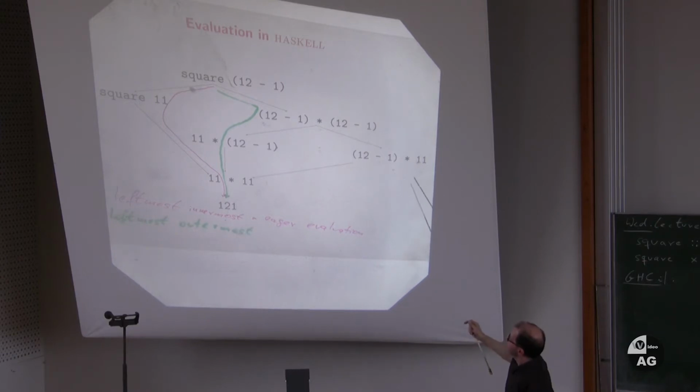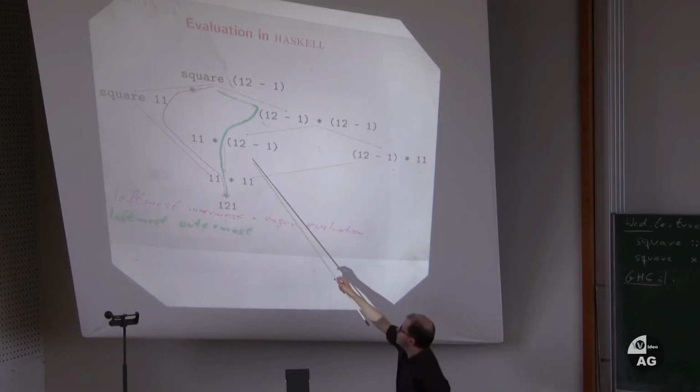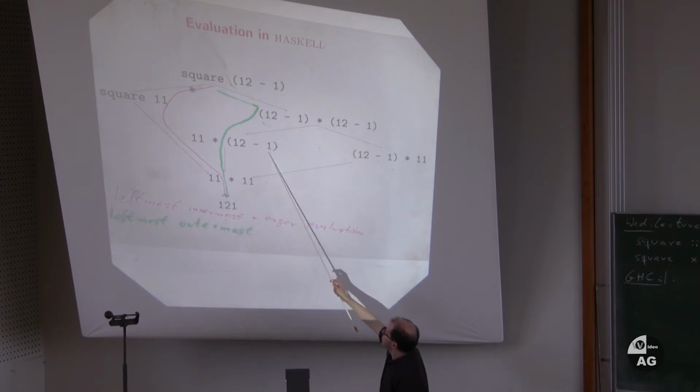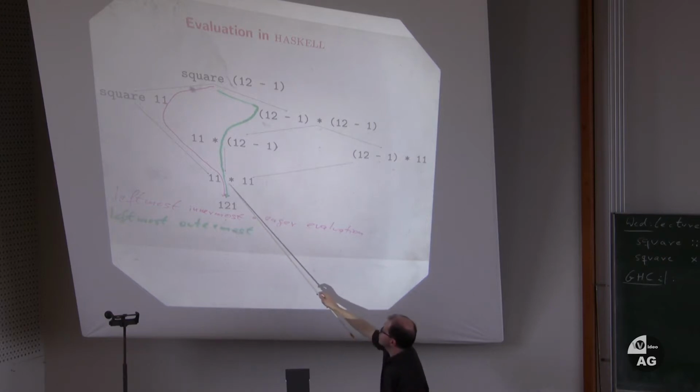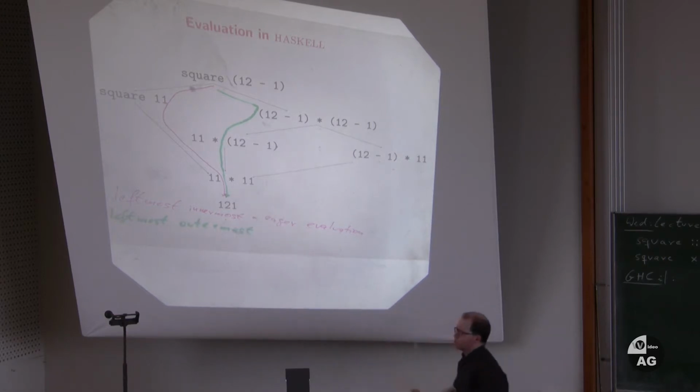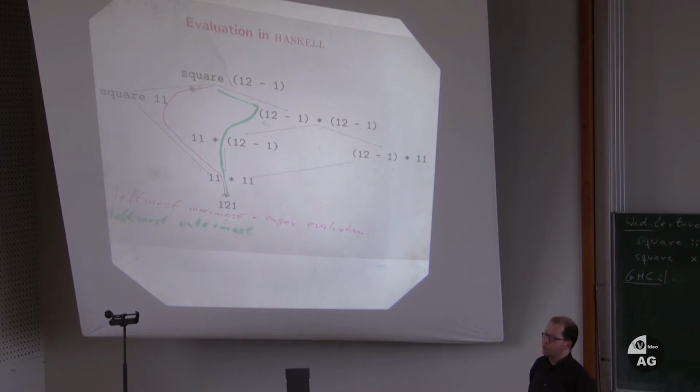So this is possible. And then if we continue evaluating, in the next step here, we would have to evaluate 12 minus 1 to 11. And here we would have to evaluate 12 minus 1 to 11. So in all cases, we reach 11 times 11, which is then evaluated to 121. So there are three possible paths through this graph.